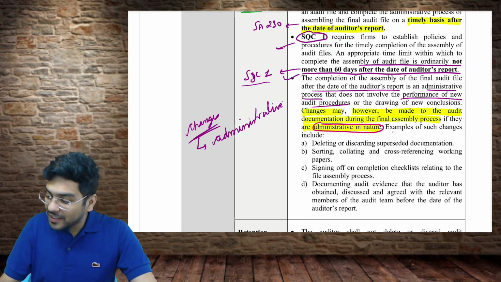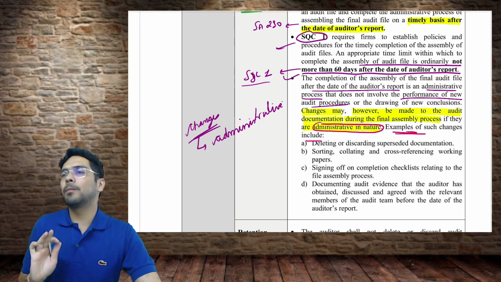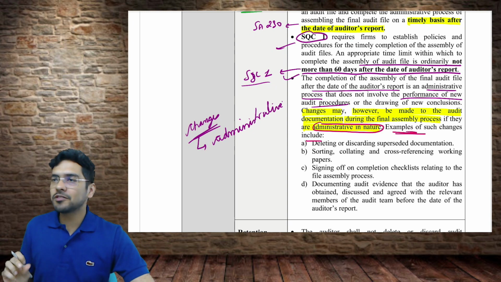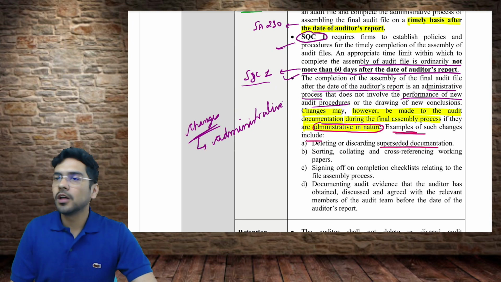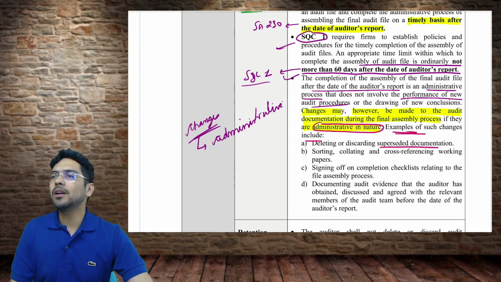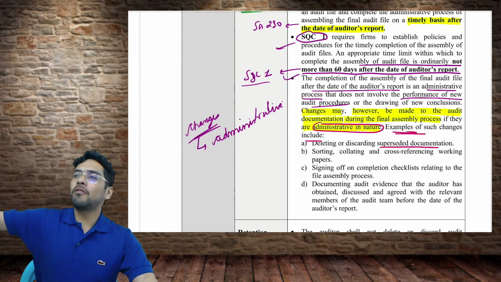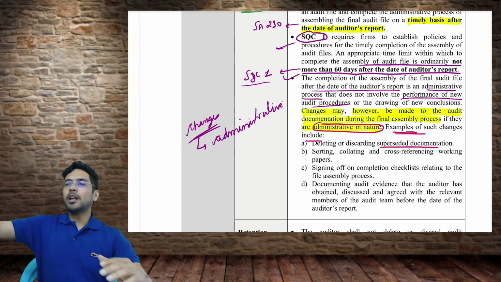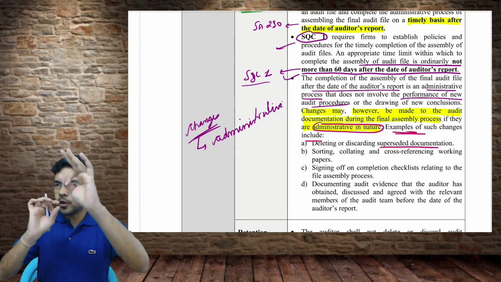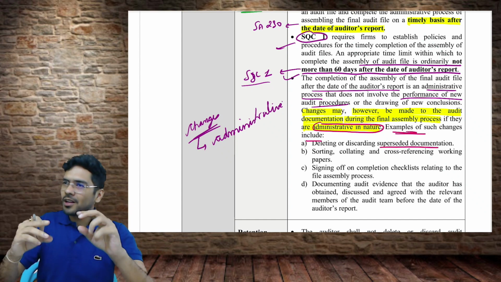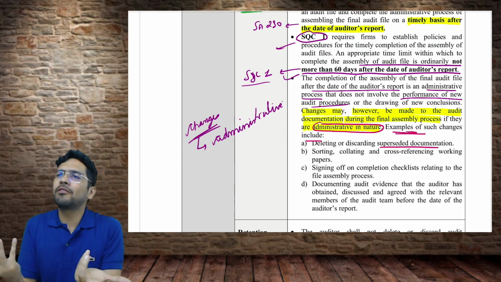Now, examples of such things you have to remember. What could be the examples of changes which are administrative in nature? See the point, deleting or discarding superseded documents. What does it mean? Having newer versions of the same thing. So if you did depreciation calculation thrice, the final one was correct and in proper format, so remove the first and second one. No need to have duplicacy basically.